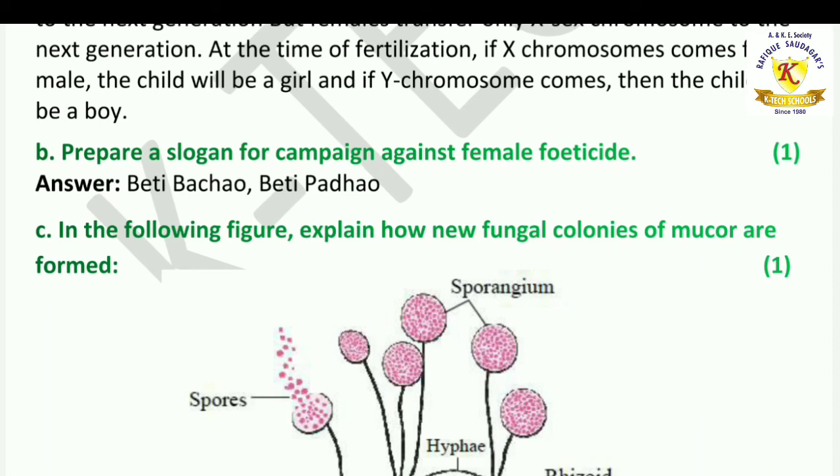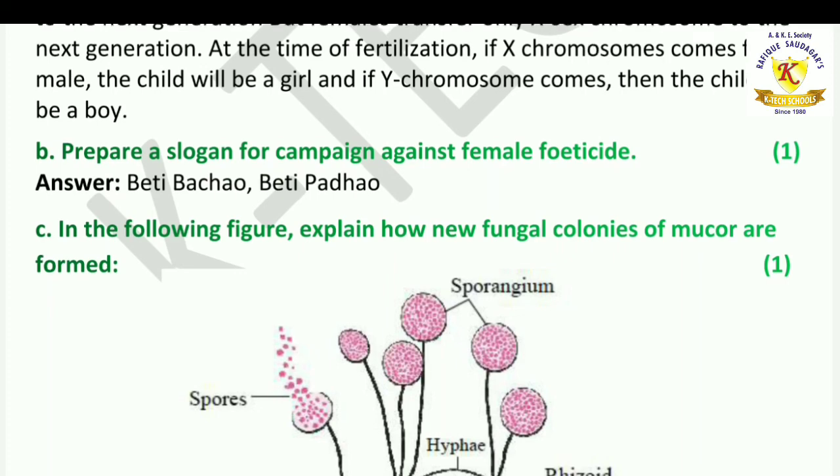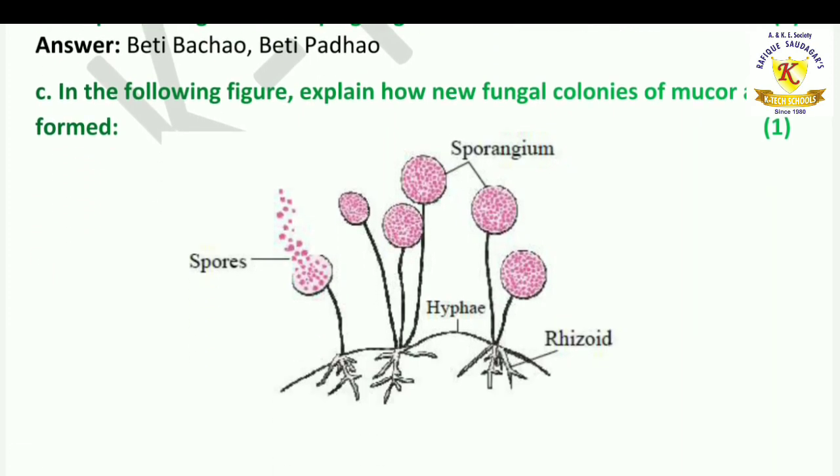Prepare a slogan for campaign against female feticide. Answer. Beti bachao, beti padhao. This is one I have prepared. You can also prepare on your own. Okay? See, in the following figure, explain how new fungal colonies of mucor are formed. Okay, you understood the question, children?